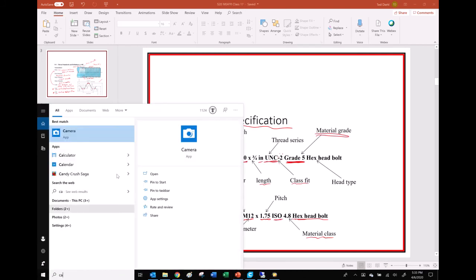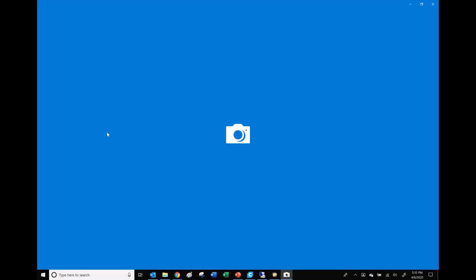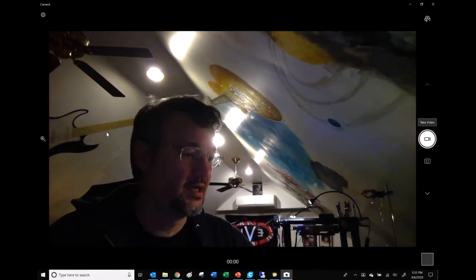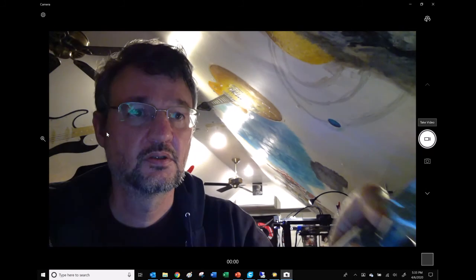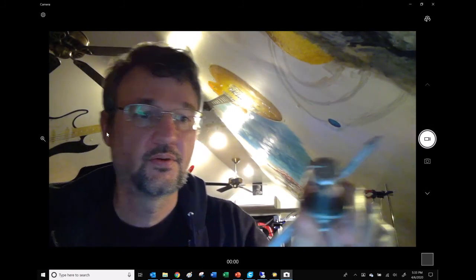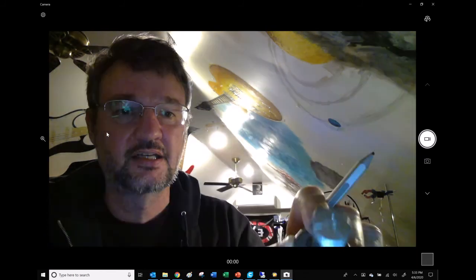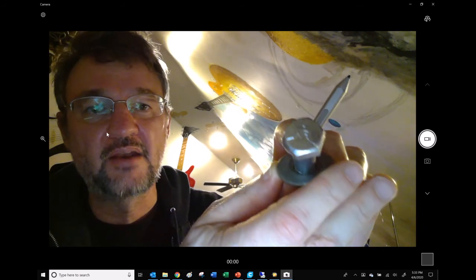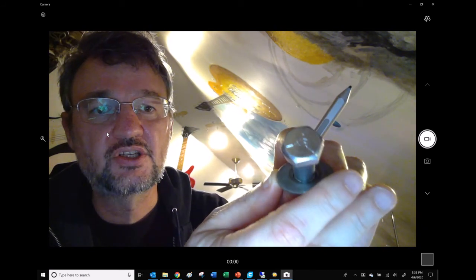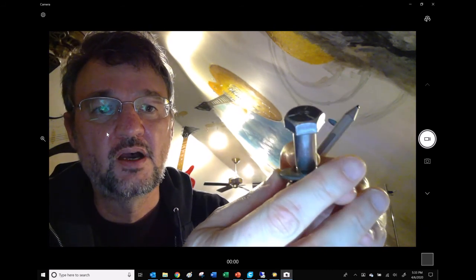So I go back to my camera and take a look right here. And so here is a very common bolt. Let's see, right in there. And you'll see that it's got these three lines right here. That's the designation. There's also probably a manufacturer's mark, and so these could be quite different.